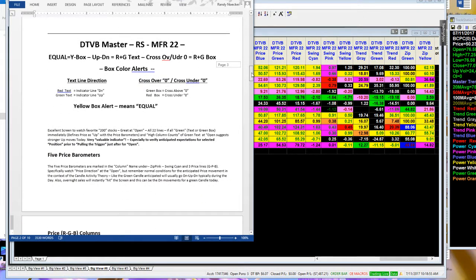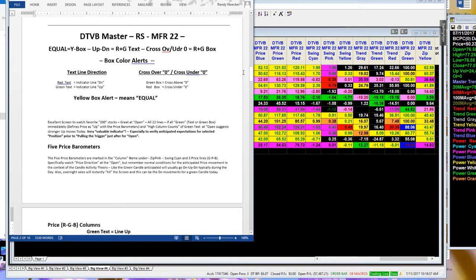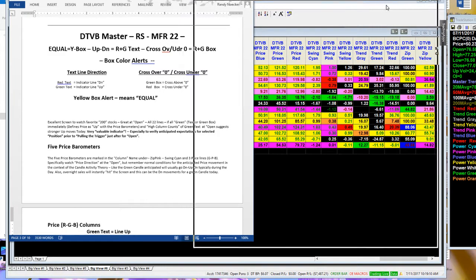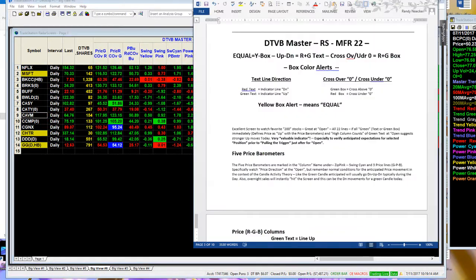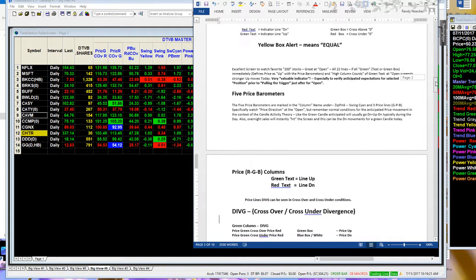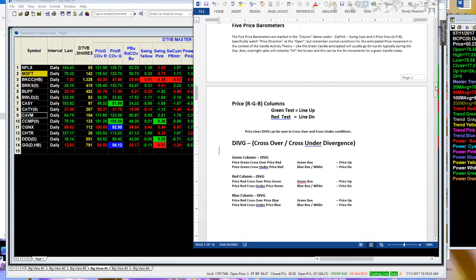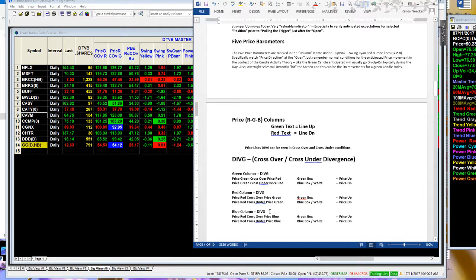And then here's the first indicator that I showed you. And the important thing about this, I mean, the red text is the indicator line down and the green text line up. The green box is a crossover. I'm going to move us over to that indicator while I'm talking here. And looking at this indicator, you can see the yellow alert box means they're equal, as I talked about before. But the important thing I want you to realize is right down here.